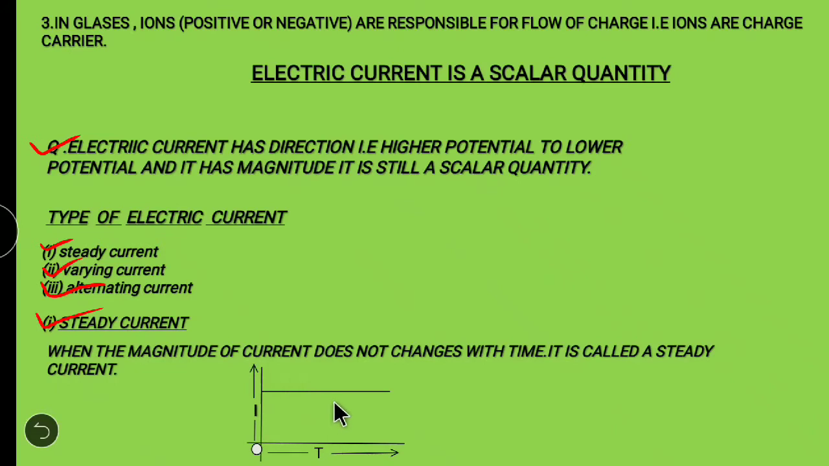So whenever the current does not change with the passage of time, the current is said to be a steady current. Suppose in a wire, if I make an arrangement to flow electric current through the wire by a constant amount and it is not changing, then the current flowing through the wire is said to be a steady current.